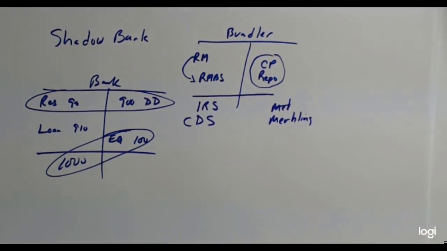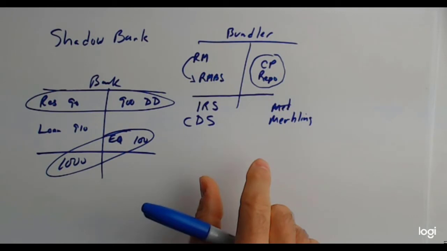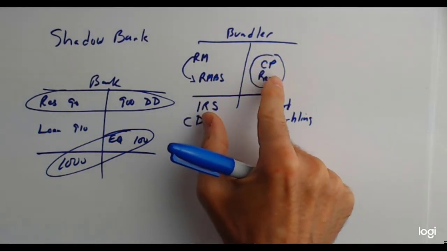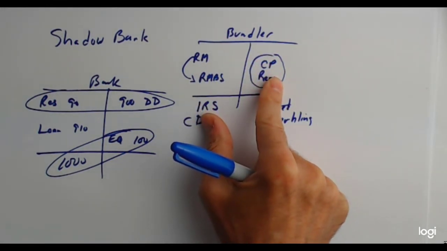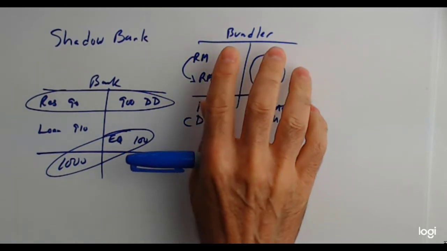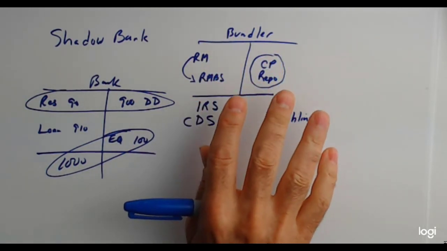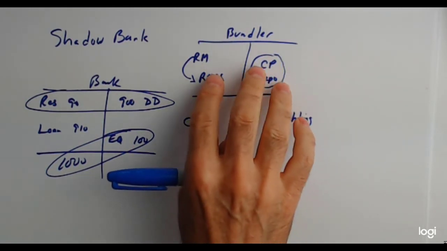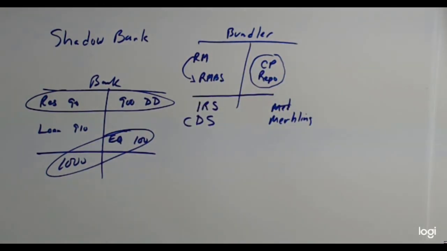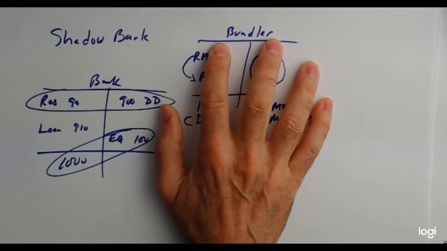Merling. He's a Columbia University professor. He's tried to summarize what shadow banks do in a nutshell, if he can. Shadow banks are very complex. There's lots of different versions of them, but he basically tried to boil it down, at least in terms of a mortgage bundler. Now, that's one model.